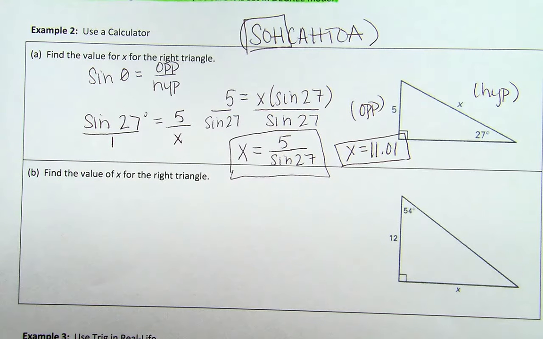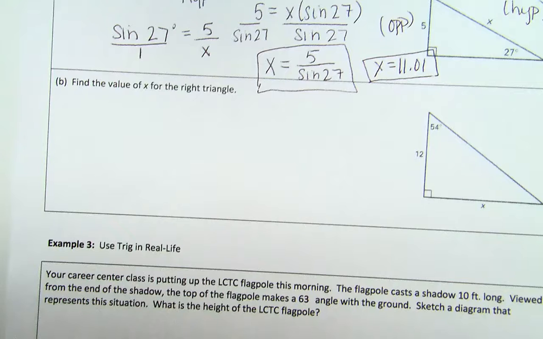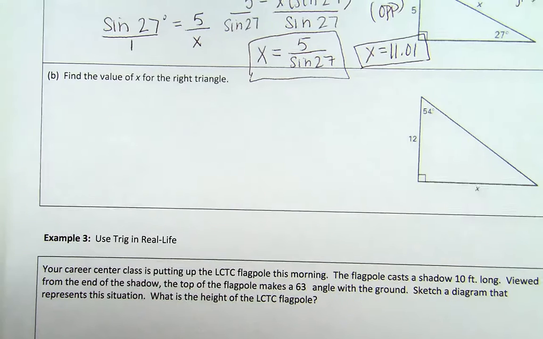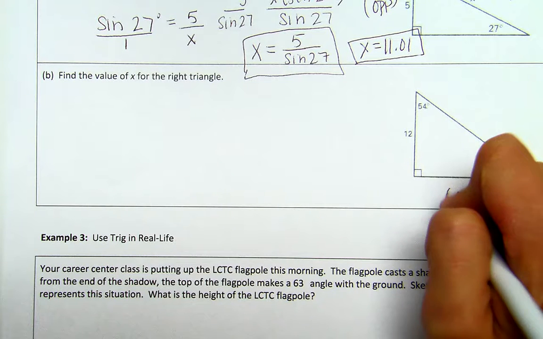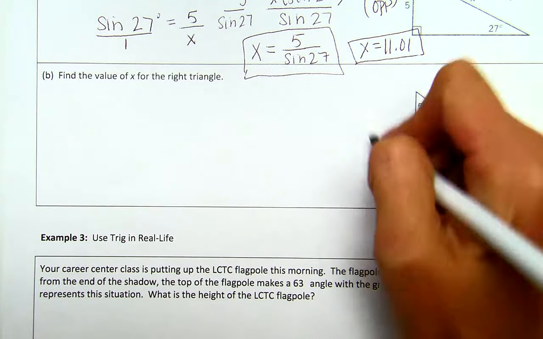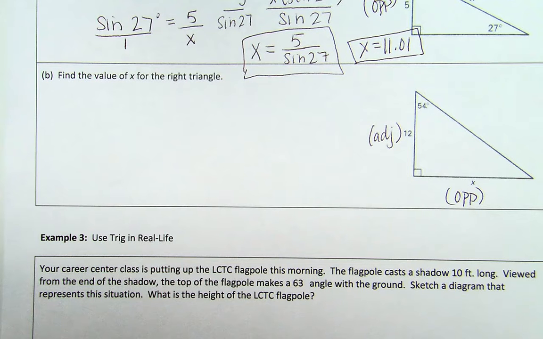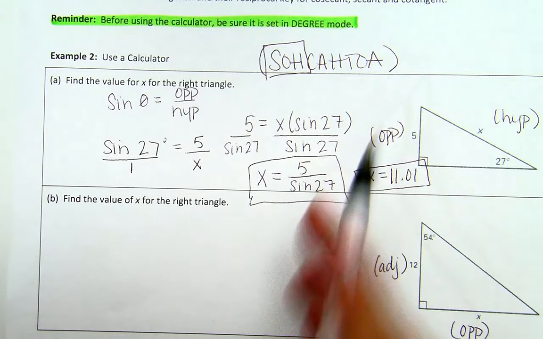Moving on to letter B, we're going to find this x value of this right triangle. In this case, my theta is going to be the 54 degrees. So in relationship to 54, my x is going to be my opposite side, and my 12 is going to be my adjacent side. The only trig function that deals with opposite and adjacent, and I can go back to my SOHCAHTOA up top, is going to be my tangent.